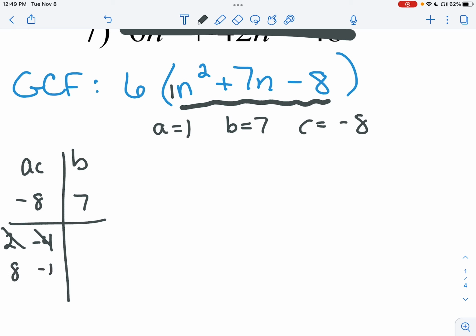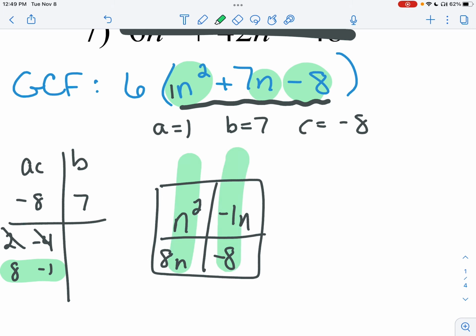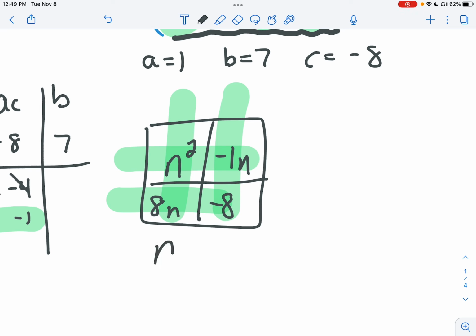Then if you factor using a box, you put n squared on the top left, and you put -8 on the bottom right. You put your two numbers that you just came up with, 8 and -1, in the catty corner boxes with whatever variable was in the middle at the beginning, so n. Then you find your GCFs going down vertically and to the right horizontally. So in this case, n minus 1 and n plus 8.